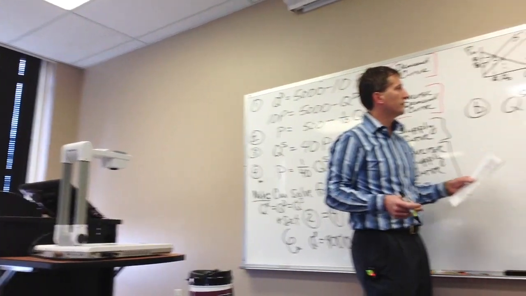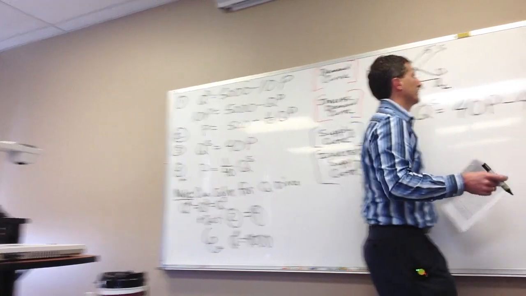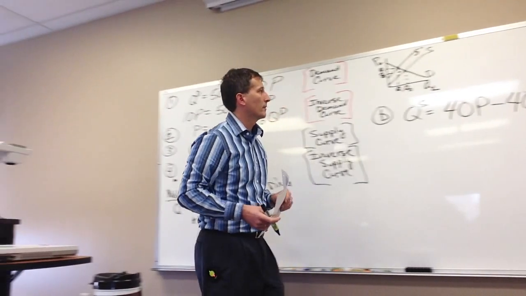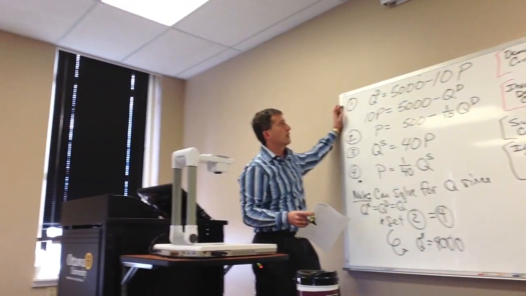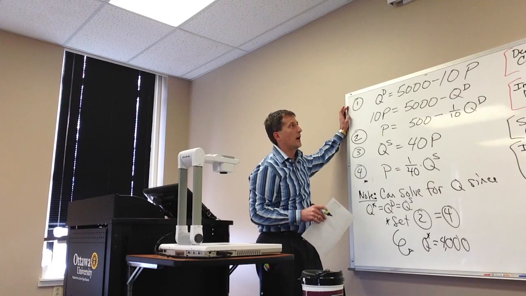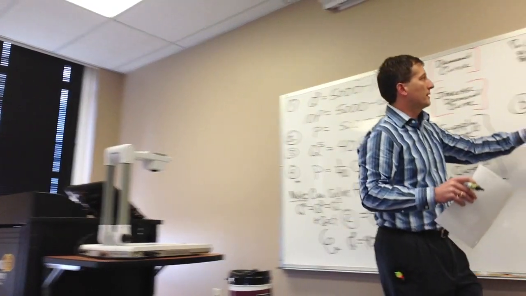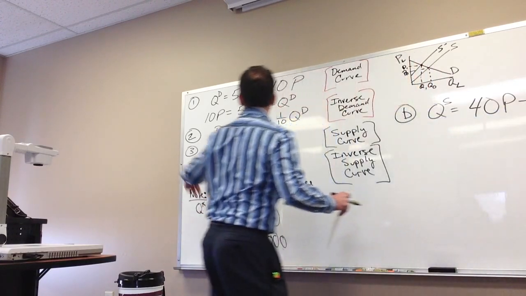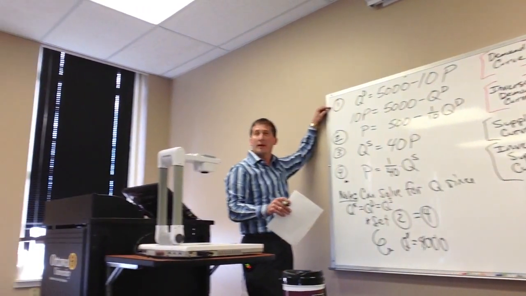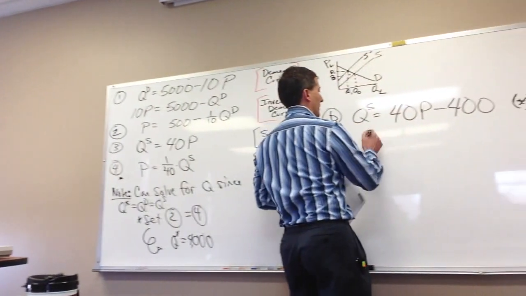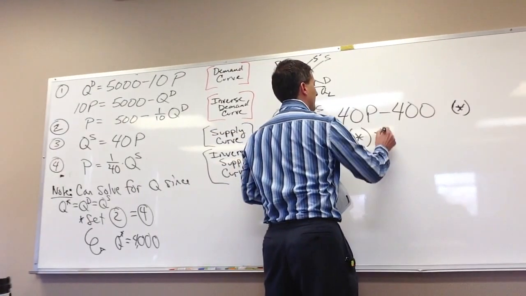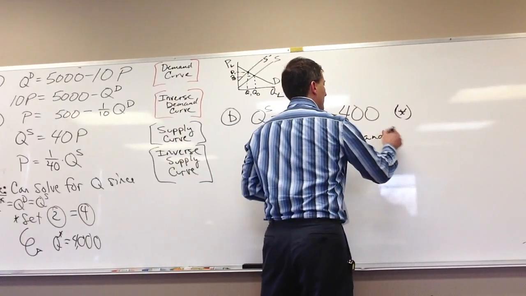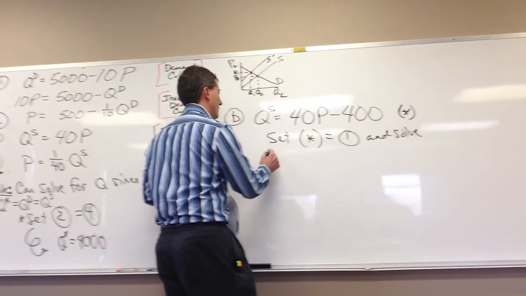Pretty much you have your quantity supplied and your quantity demanded equations the same. So each equation equals each other since the quantities are the same. All right, so we're going to set, this is the type of stuff we're going to be doing here. We're going to set equation star equal to equation 1. This will be our shorthand. Set star equal to equation 1 and solve for P.